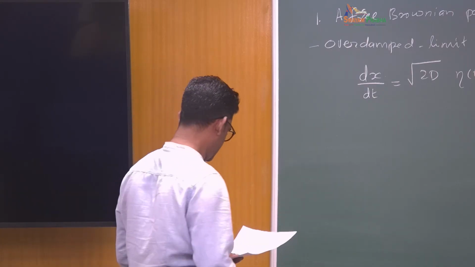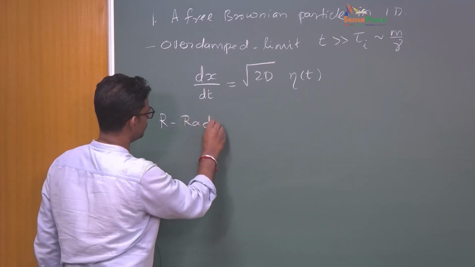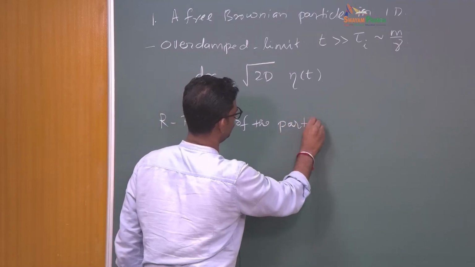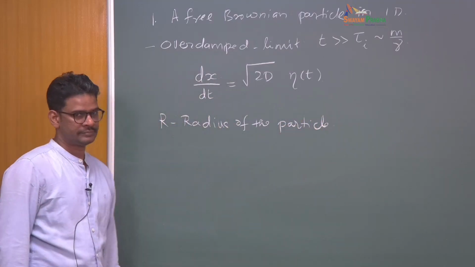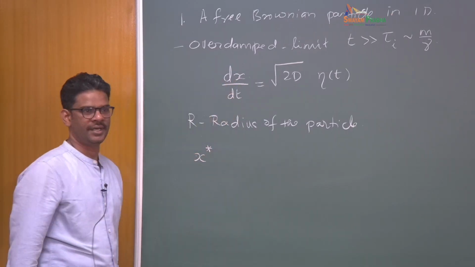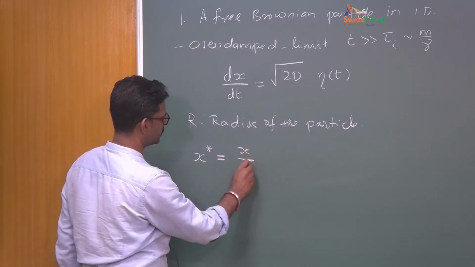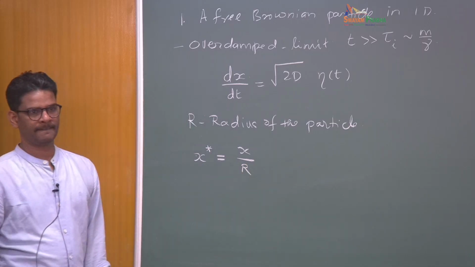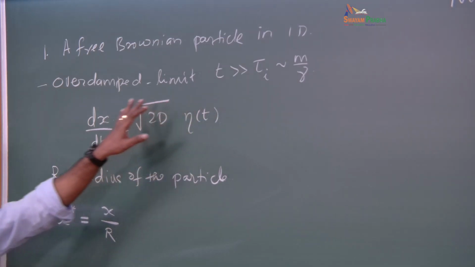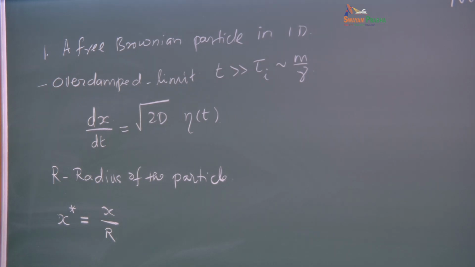So we will take r, that is the radius of the particle. We will take this as the unit of length. Therefore we can define a non-dimensional x position of the Brownian particle as x by r. We are trying to cast this equation in a non-dimensional form, so we need to have a basis unit for length, time, and so on. So we have time here.